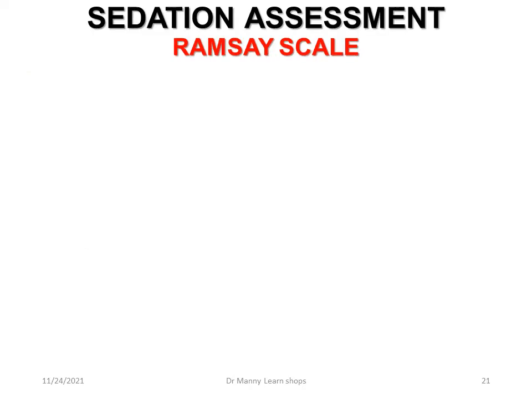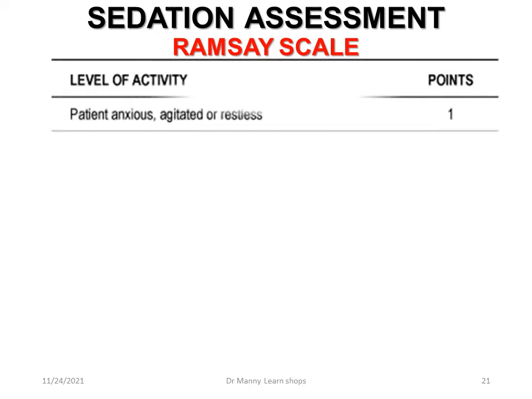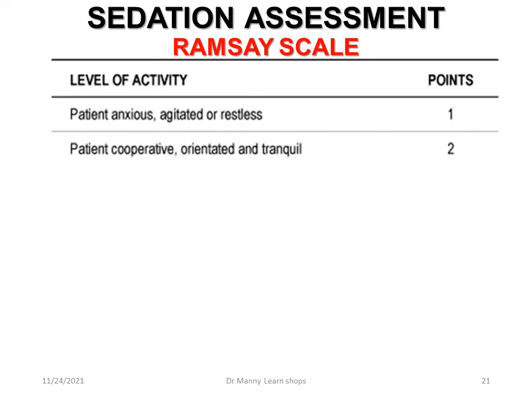When we look at sedation assessment, how do we assess that? And I've chosen this scale called the Ramsay scale. And essentially, it looks at 6 points for the one that I'm going to show you. There are other variations. So, point 1, or level of activity, patient is anxious and agitated or restless, which we don't want. Patient is cooperative, orientated and tranquil. We sort of do, yeah.